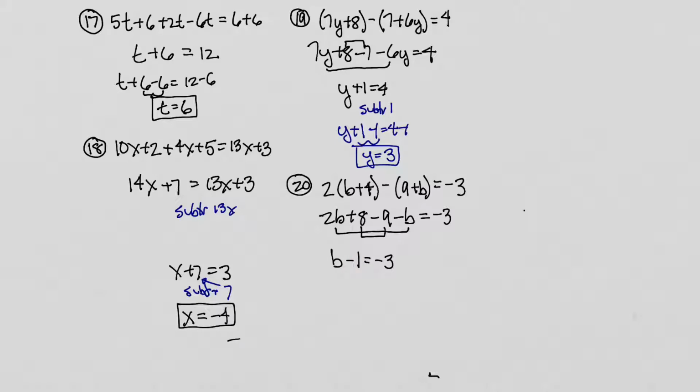Minus 1, you know what we're going to do. We're going to add 1 to both sides. So I'll get b, and then negative 1 plus 1 is 0. So I get b equals, now on the right side, negative 3 plus 1, negative 2.